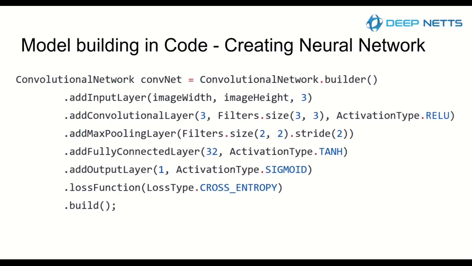This piece of code shows you how to create a convolutional neural network architecture using a builder. Again, we are specifying dimensions of the image in input layer, and then adding convolutional layers, max pooling layers, fully connected layers, and specifying what type of loss function and activation function we want to use.